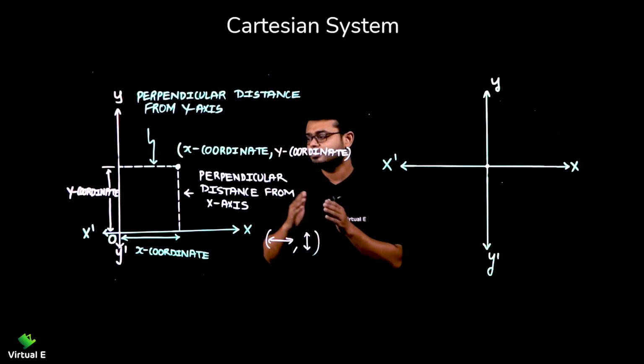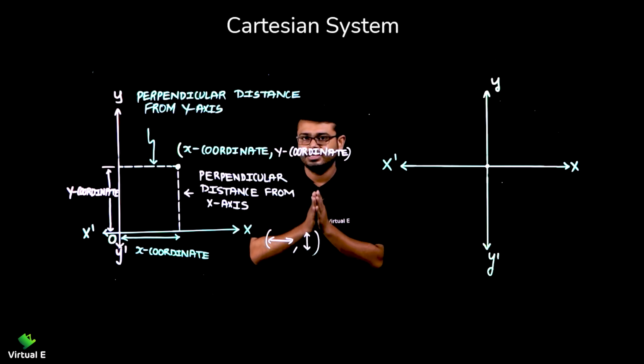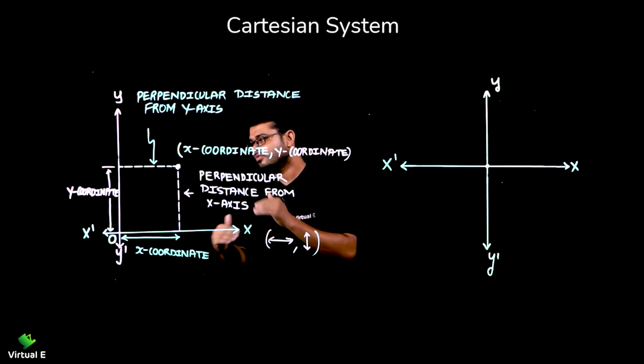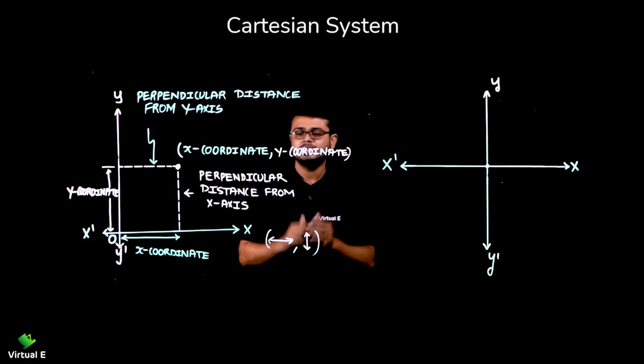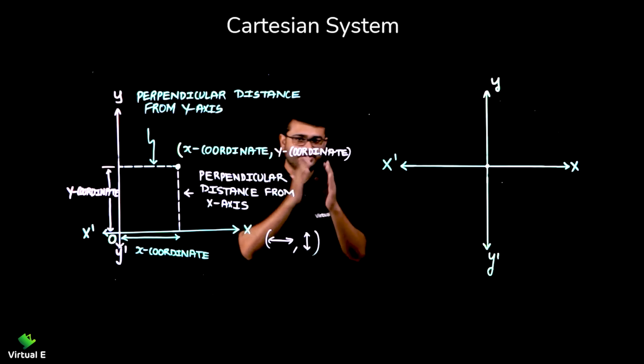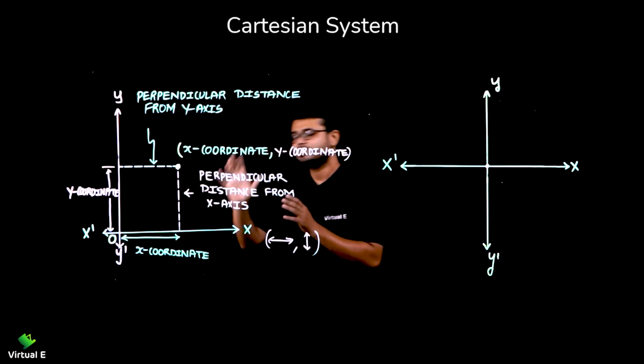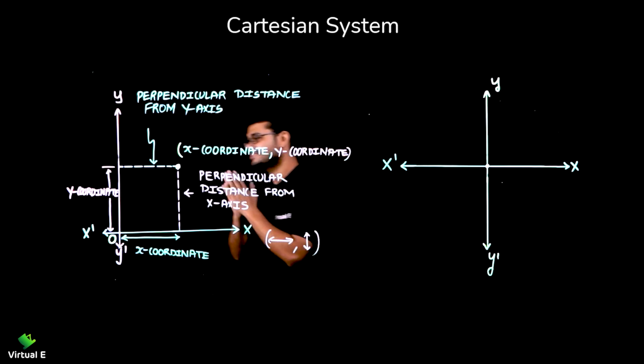So what is the x coordinate? Whatever distance you move in the left or right direction, that's the x coordinate, and whatever distance you move in the up and down direction, that is the y coordinate. So that is about the x coordinate and y coordinate. Now you must be able to see there are two more pieces of information I've written here. What does it mean? Let's see.